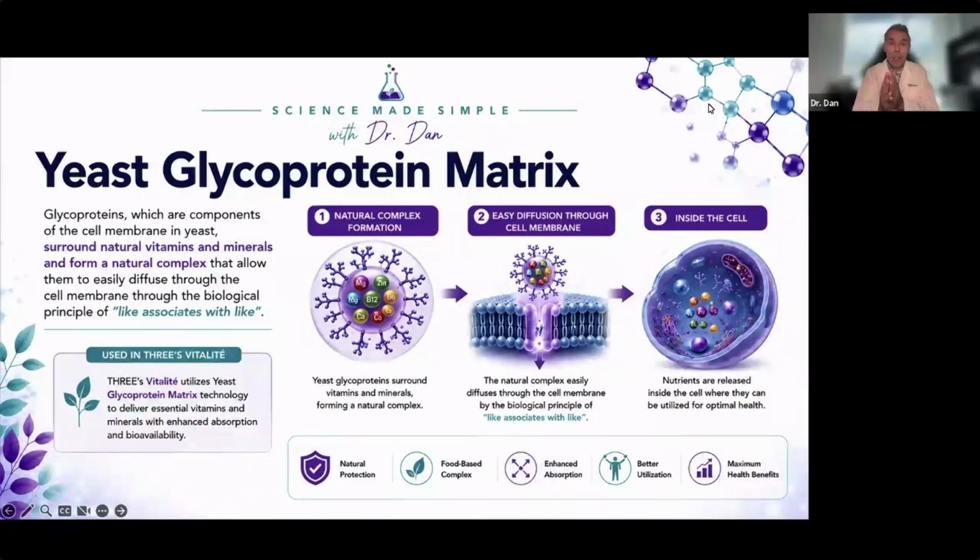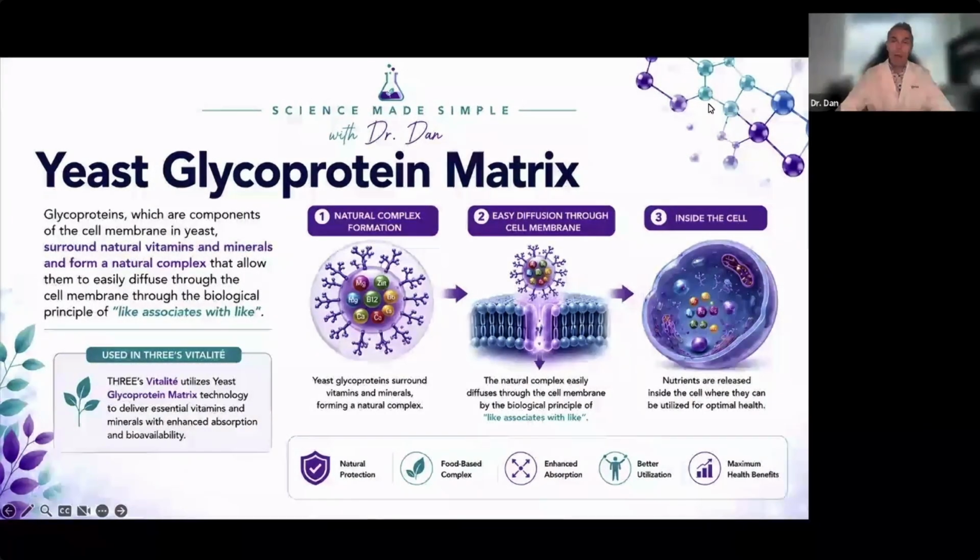And then what it does once it assimilates itself is it pushes out those vitamins and minerals into the cell, into the intracellular space, and lo and behold, now you've absorbed these vitamins and minerals into the cell, where they can travel to the different parts of the cell that they need to and increase absorption. So that's what we use here. And this is a great technology that provides enhanced absorption. It's natural, it's food-based, and it makes sure that these vitamins and minerals are properly utilized.